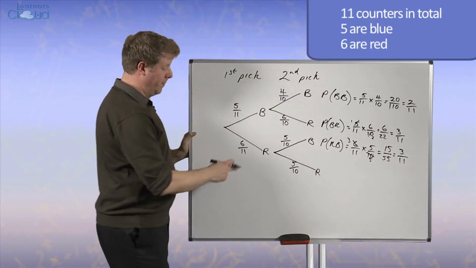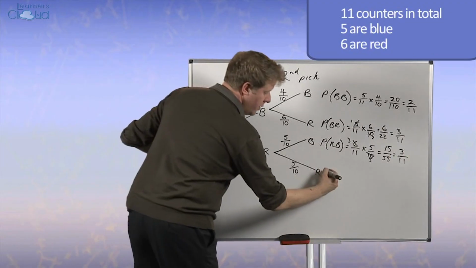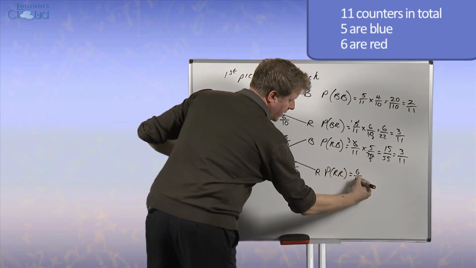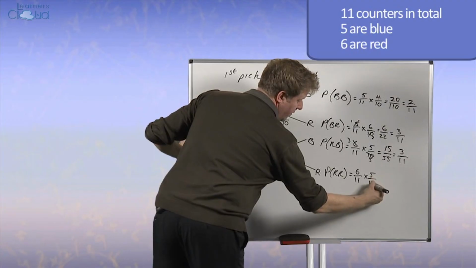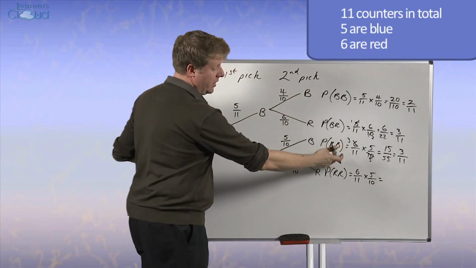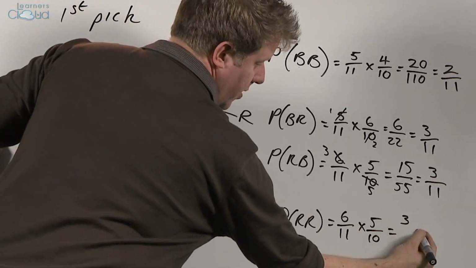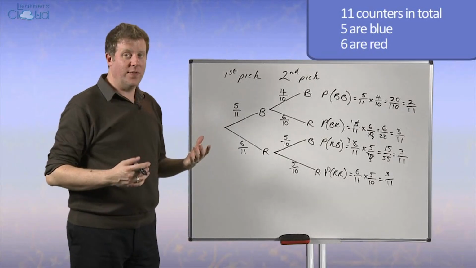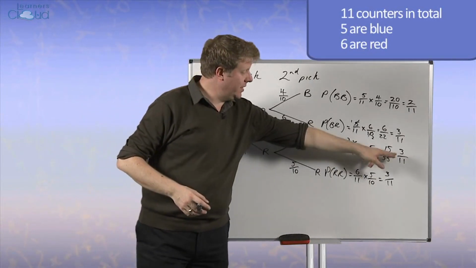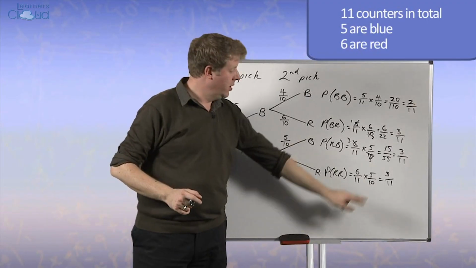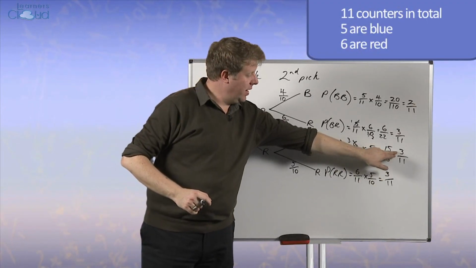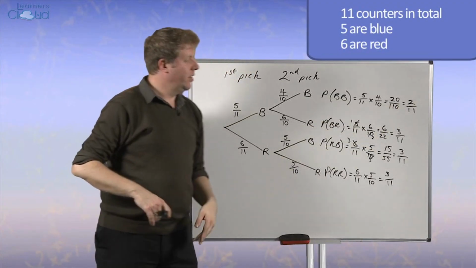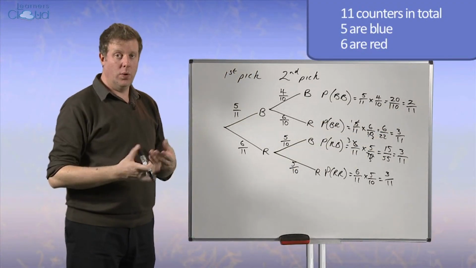And then the last one, red, then red. So the probability of RR, which equals 6/11 times 5/10, the same sum as we just did up here. So we know that gives us an answer of 3/11. Now we can check that we've done it right because all of our probabilities here should add up to 1. 3/11 and 3/11 and 3/11 makes 9/11, and add the 2/11 there gives us a whole.